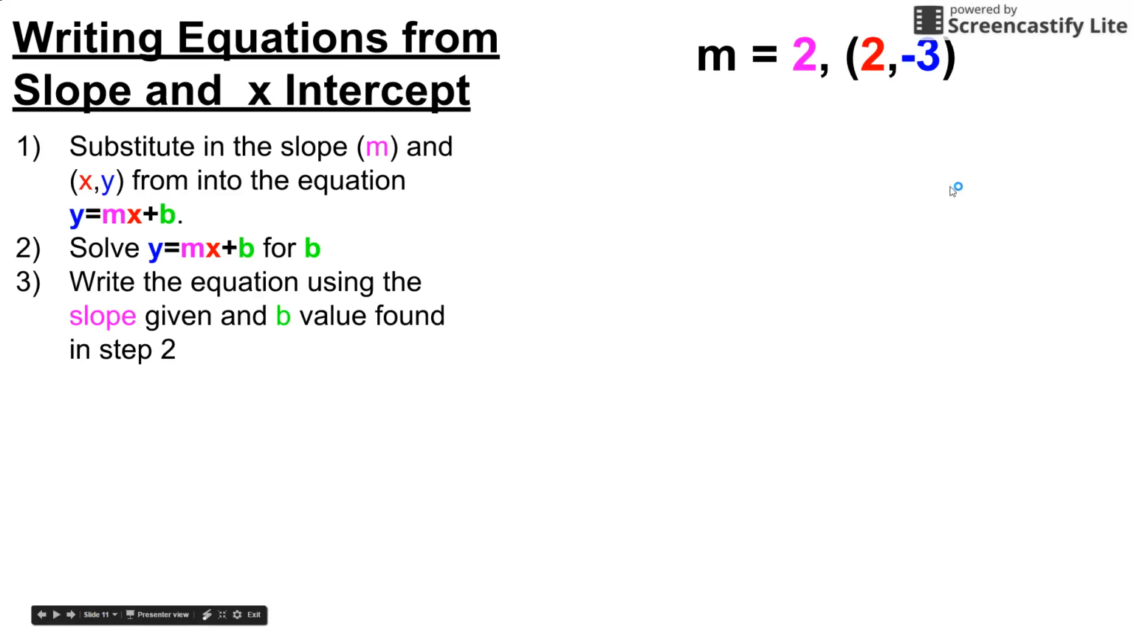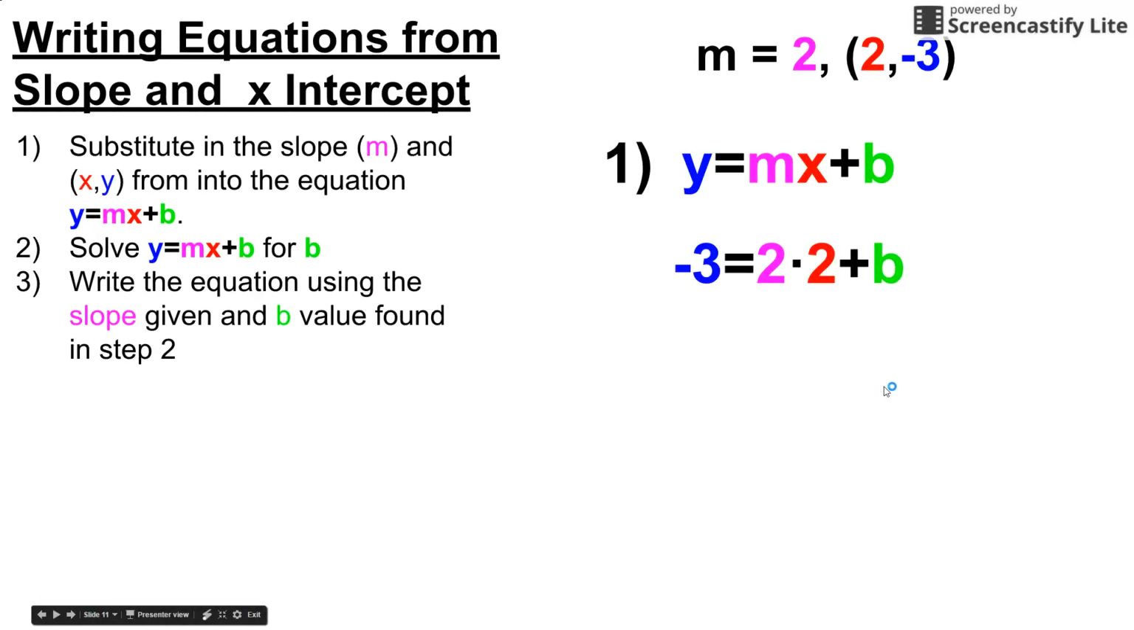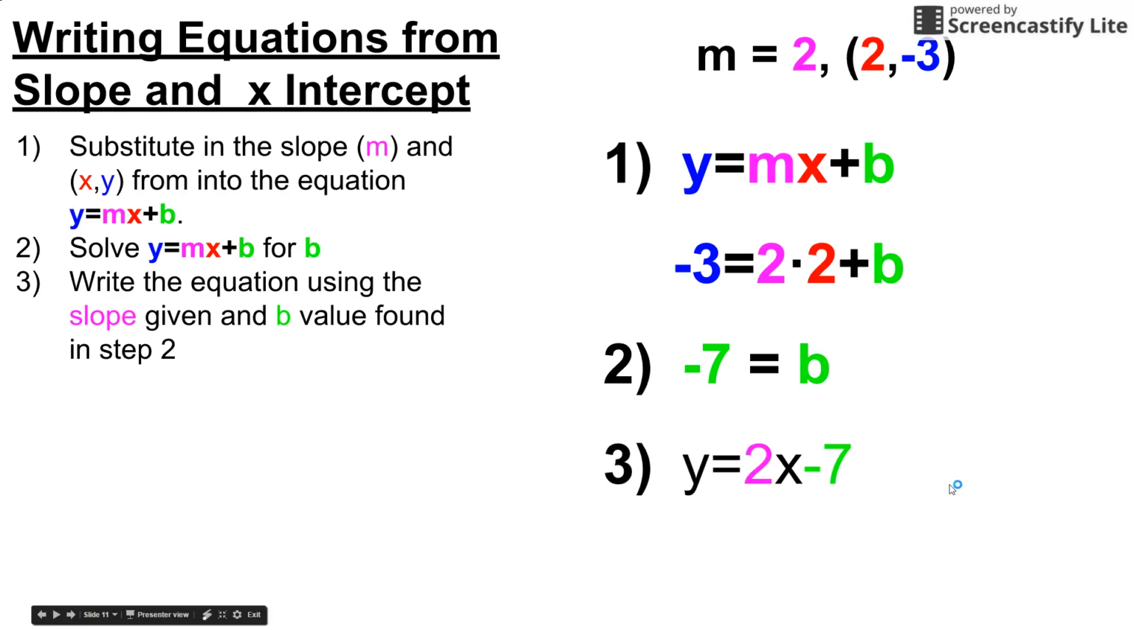If our slope is 2, we're using the point 2, -3. We would just substitute all that into our y equals mx plus b. You can see it's all color-coded. You see where I get these numbers from? -3 equals 2 times 2 plus b. We end up with -7 equals b, giving us the equation y equals 2x minus 7.